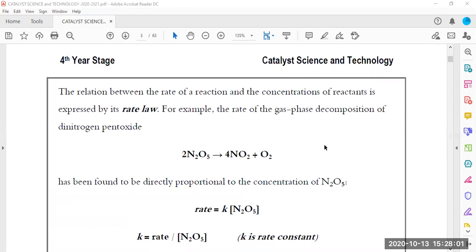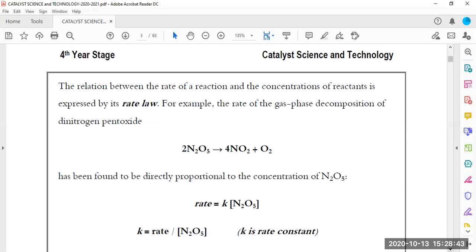Right. So the relation between the rate of a reaction and the concentrations of reactants is expressed by its rate law. So we have something called rate law. Let's take a simple example. We have dinitrogen pentoxide decomposed to nitrogen dioxide and oxygen. Very simple reaction: a compound decomposed to one compound and one element. Of course, all these are gases.